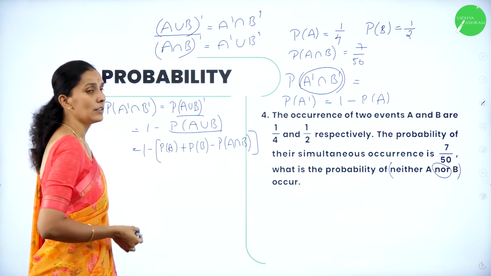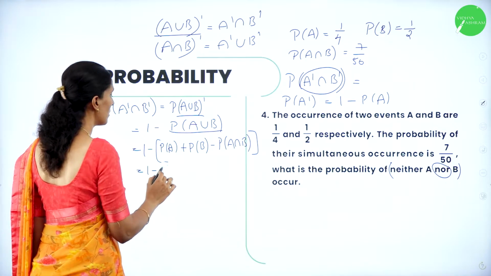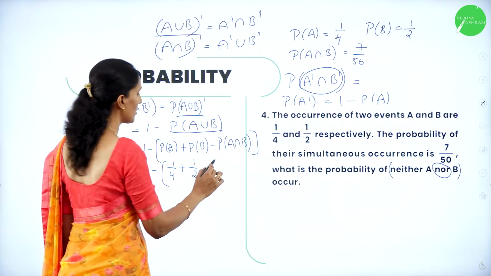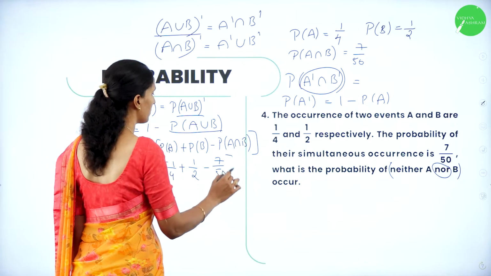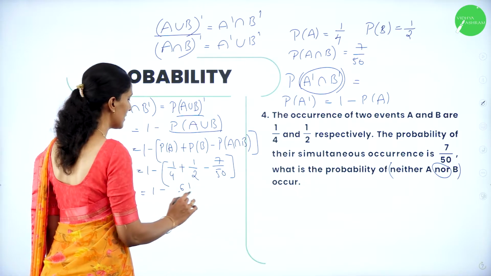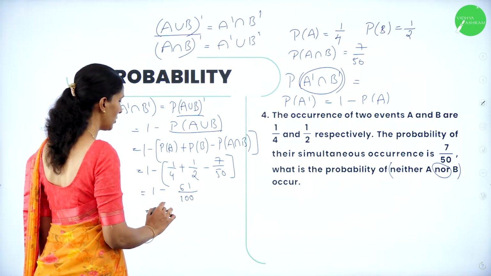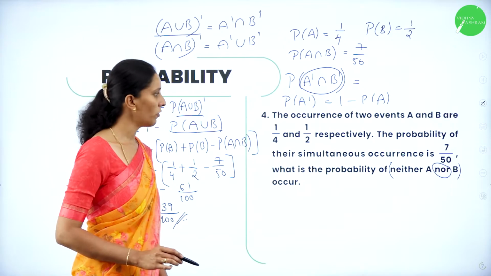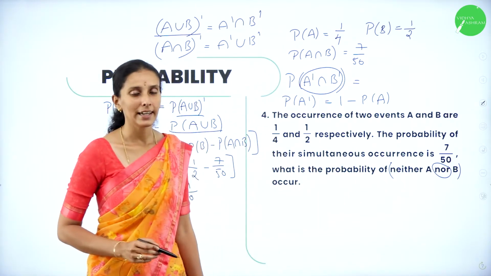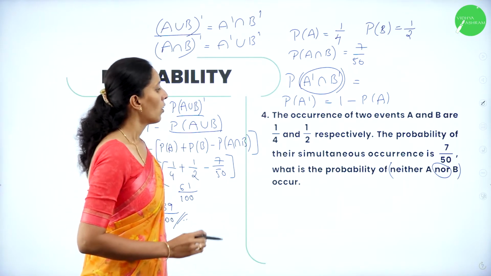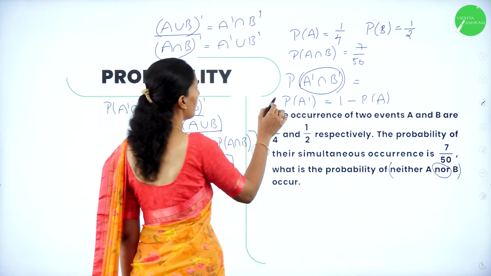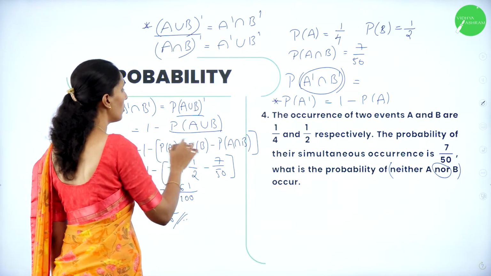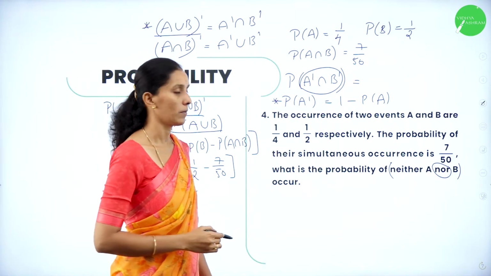So apply the values here. 1 minus, P of A is given as 1 by 4, plus 1 by 2, minus P of A intersection B, which is 7 by 50. So this is equal to 1 minus 61 by 100. When you subtract, you will get 39 divided by 100. So this is the probability of the occurrence of neither A nor B. So what are the properties here? One property is the complement, one more is De Morgan's law, and the formula of P of A union B is used to solve this problem.